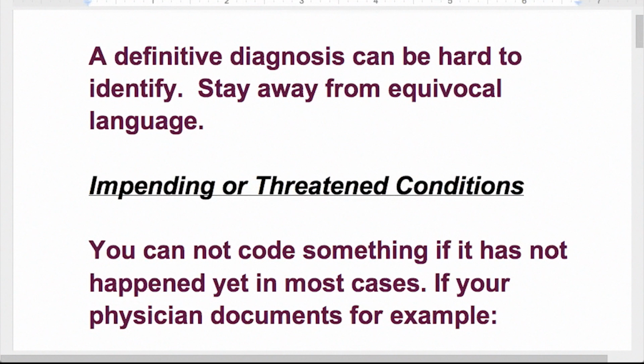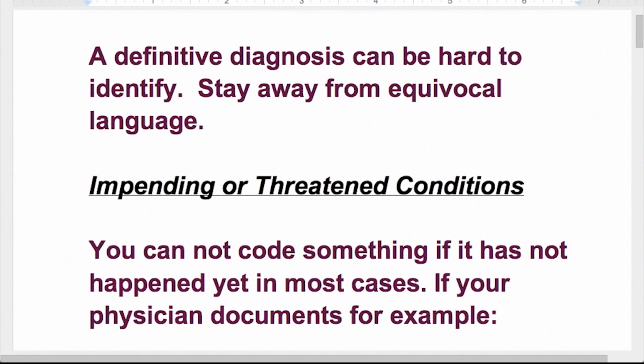One of the things that you have to stay away from is equivocal language. When we say equivocal language, that means it's kind of on the fence. It's not a definite. It could go one way or the other. You have to stay away from that type of verbiage. Impending or threatened conditions, you'll see that, but that can be tricky. You cannot code something if it has not happened yet in most cases.